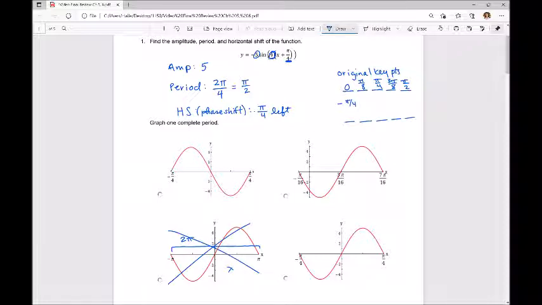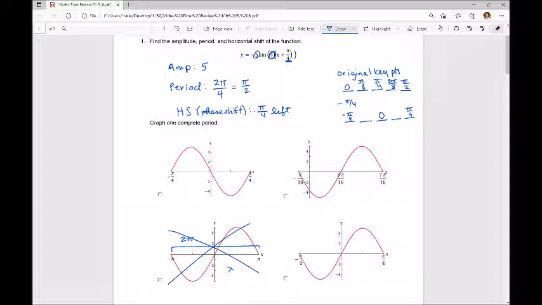So let's see what our new key points end up being. So we have -pi over 4, positive pi over 4, and then we have 0 in the middle. You could find the other two, but if we're trying to cut our time down, it might be enough just to find these 3.